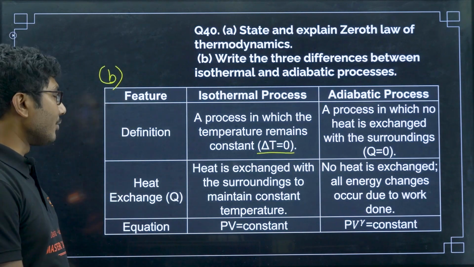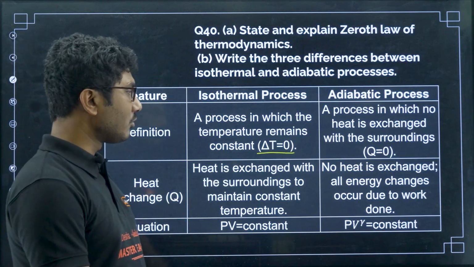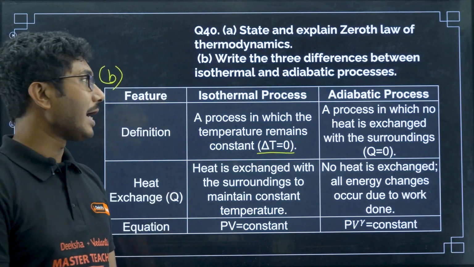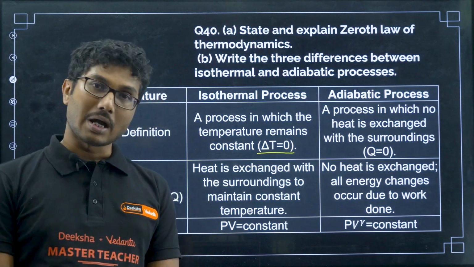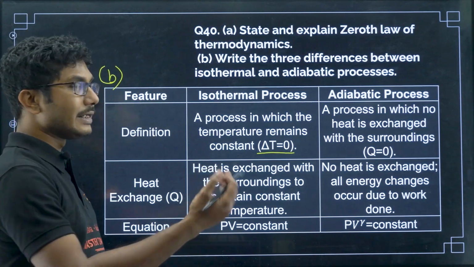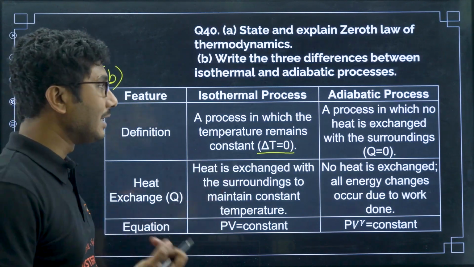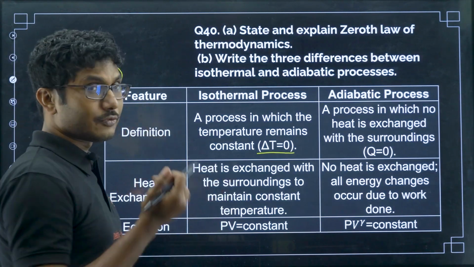Okay. Now the equation for isothermal is PV equals to constant, and in case of adiabatic process PV to the power gamma equals to constant. You can add any other point that you think may be relevant. Okay, that is also fine.